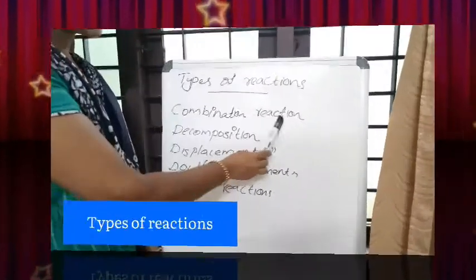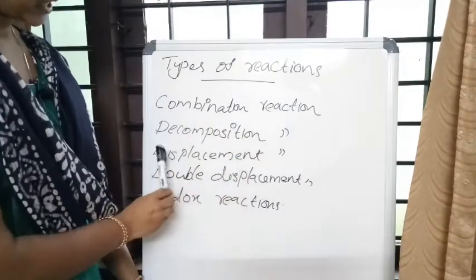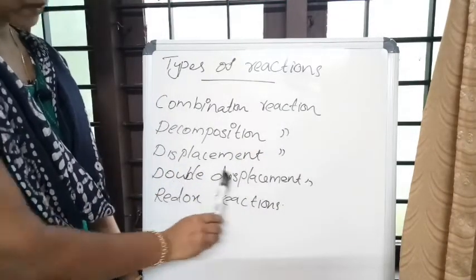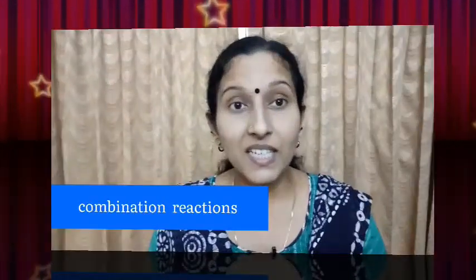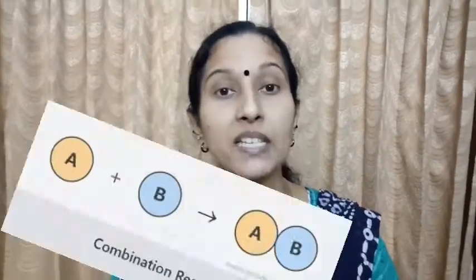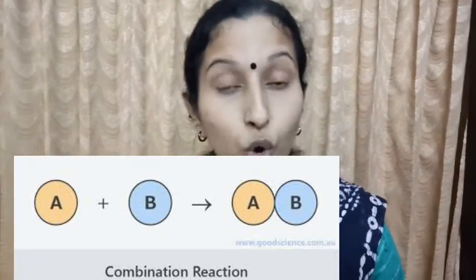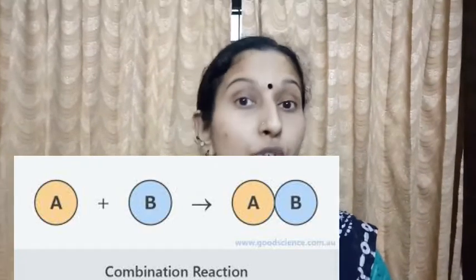Let's begin today's class. Right now, I am going to teach you a very important part of the chapter, types of chemical reactions: combination reaction, decomposition reaction, displacement reaction, double displacement reaction, and redox reaction. We can discuss each one of these. First one, combination reaction. As the name itself indicates, combining two or three elements to get a single product. Combination reactions are the reactions in which two or three elements or compounds join together to form a single product.